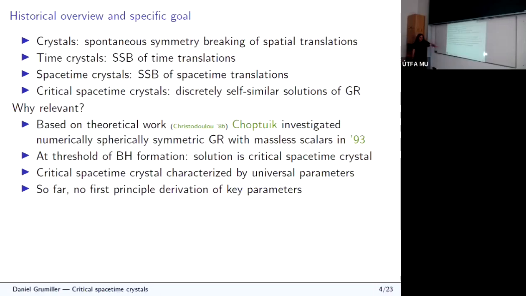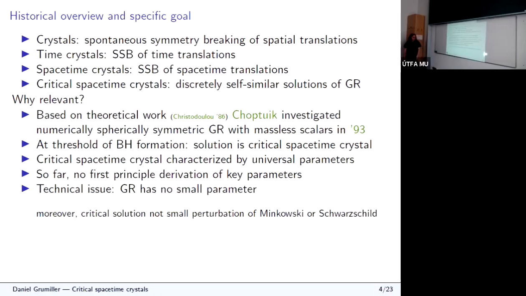And so far, there's no first principle derivation of these key parameters. As I mentioned, the technical issue is that GR doesn't have any small parameter. Moreover, we cannot use any of the other standard perturbation theories that we're familiar with in GR. So this critical solution is not some small perturbation of flat space, but it's also not a small perturbation of a black hole.